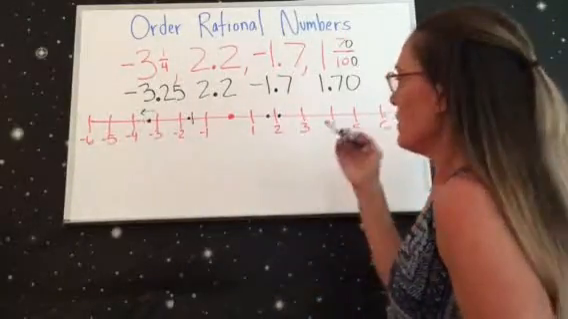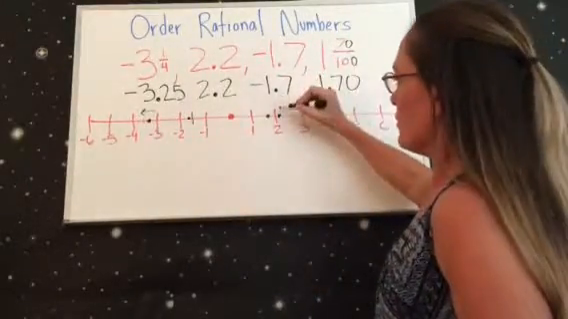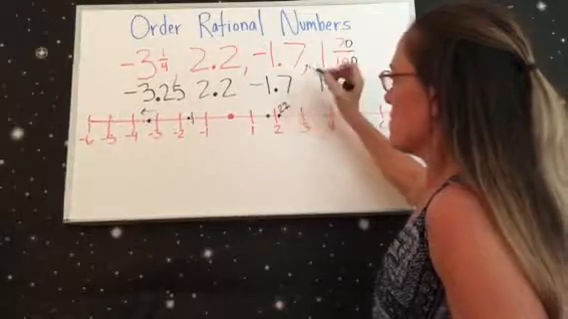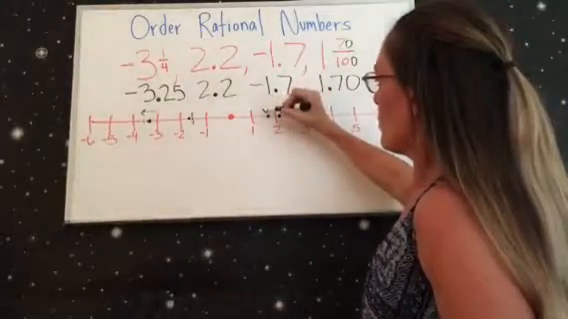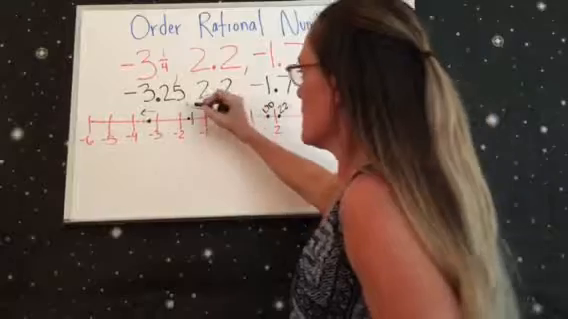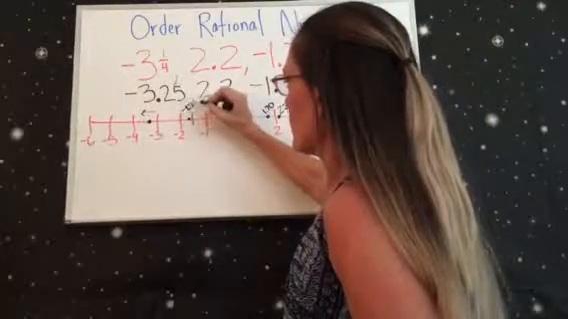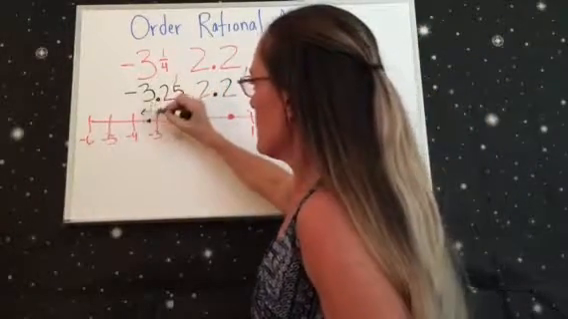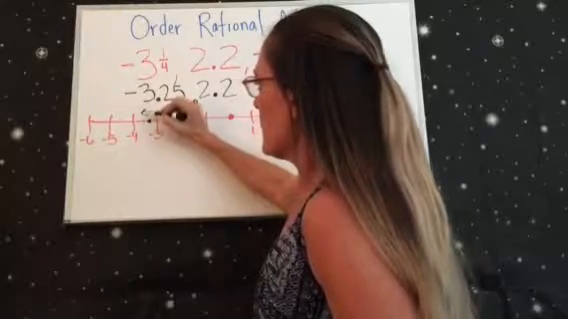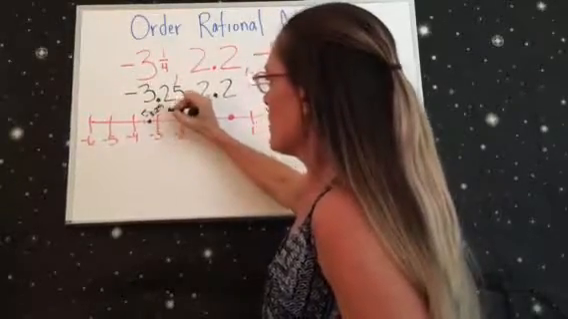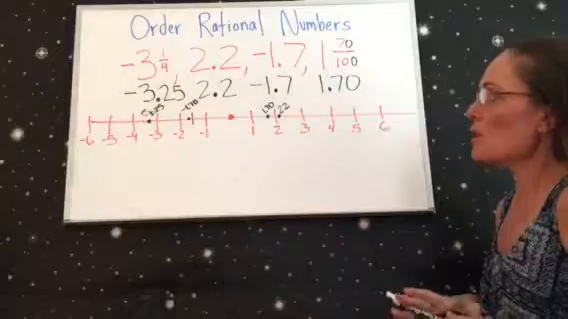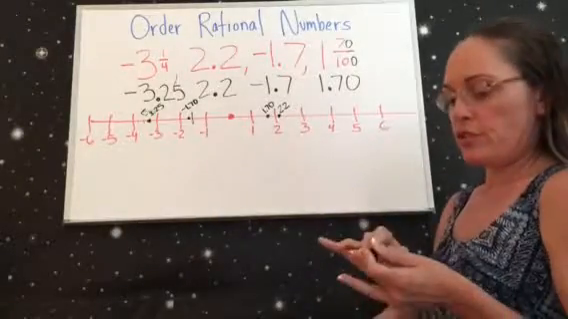Now you can label them if you want or if you need to. Here we have 1.70, here we have negative 1.70, and then here we have negative 3.25. So that is how you graph your rational numbers.